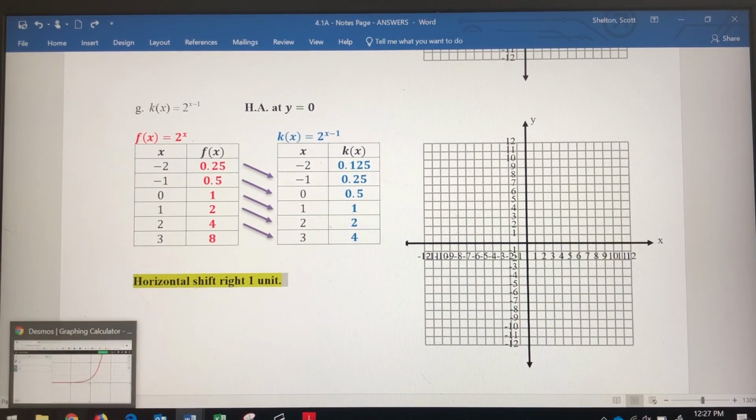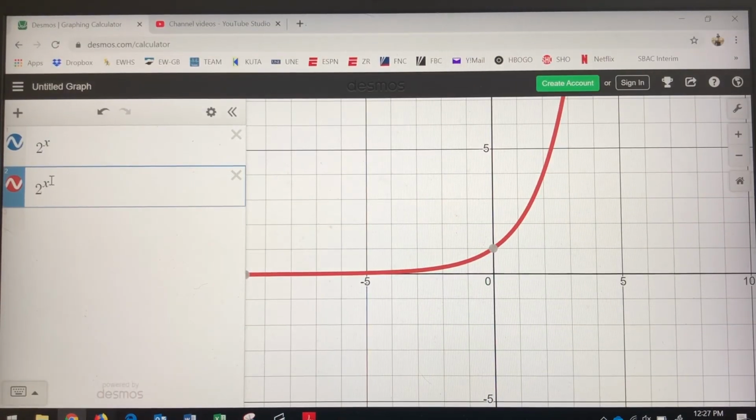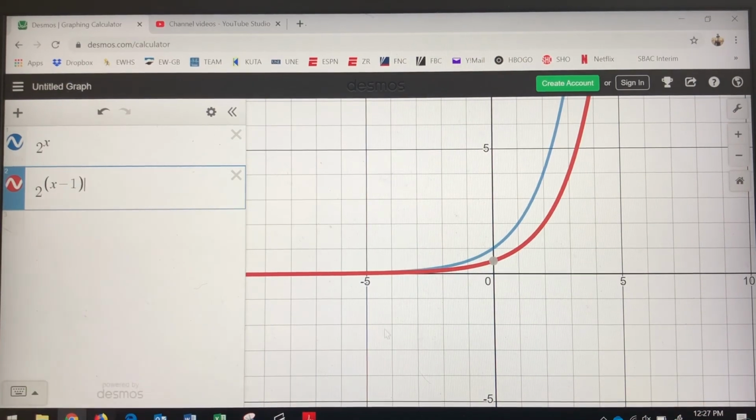So let's take a look at that on the graph here. So we need to, let's do this. We'll do x minus, I think I got to put it in parentheses here. Let's take away 1, okay? So you can see again, our original graph is in blue here. So everything's being shifted to the right 1 unit. This point shifted to the right 1 unit.